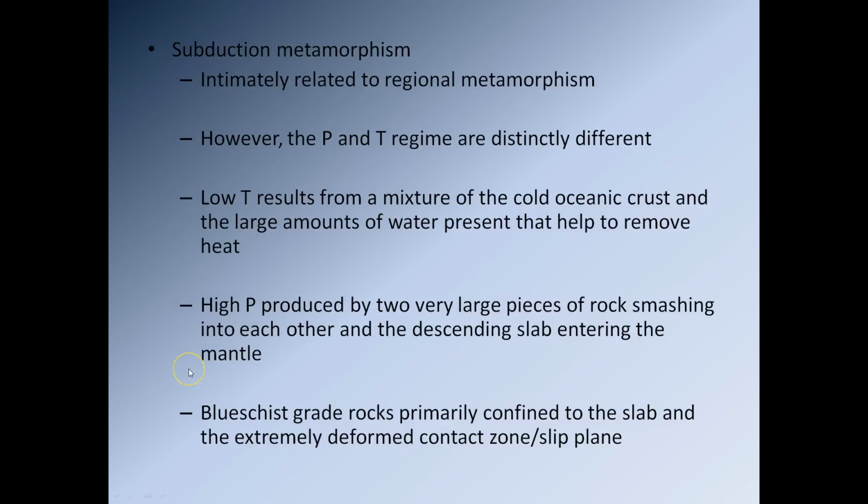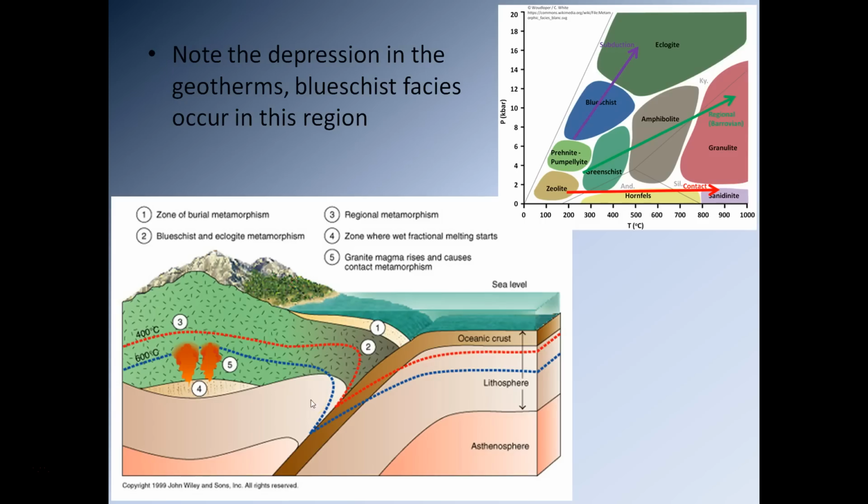So what we tend to find is the metamorphic rocks that form during subduction metamorphism are limited to the subducting piece of oceanic crust. So we typically only get two types of metamorphic rock. Those are blue schists and eclogites. So it's these two types of rock here. So this is the subduction trend. We end up with blue schists and eclogites.